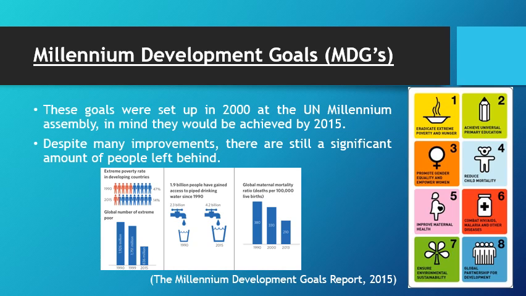Millennium Development Goals. MDGs were set up in 2000 at the UN Millennium Assembly with the aim that they would be achieved by 2015. Despite many improvements, there is still a significant amount of people left behind, especially the poorest and those disadvantaged because of their sex, age, disability, ethnicity or geographic location. As you can see from the picture on the right hand side, they are the 8 MDGs that came up with in the Assembly.